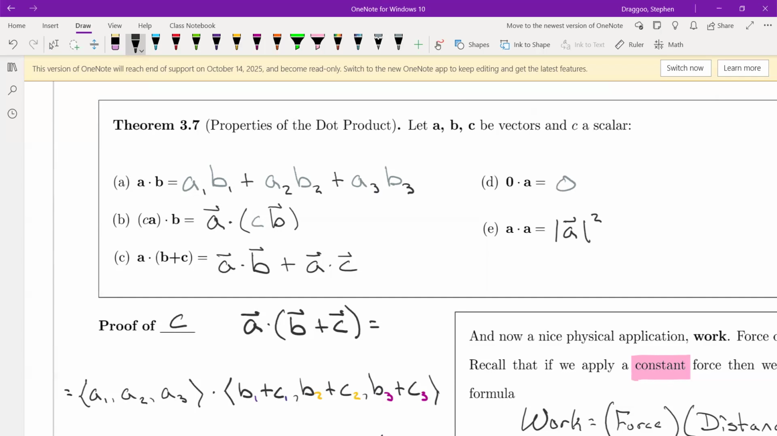So in part B, where I've got CA dotted with B, that's just a scalar multiple going into that vector A at first. But then I have, pretty sure that's the associative property. I don't remember what they're all called. I just remember what they do. That says I can move that scalar from one vector to another.